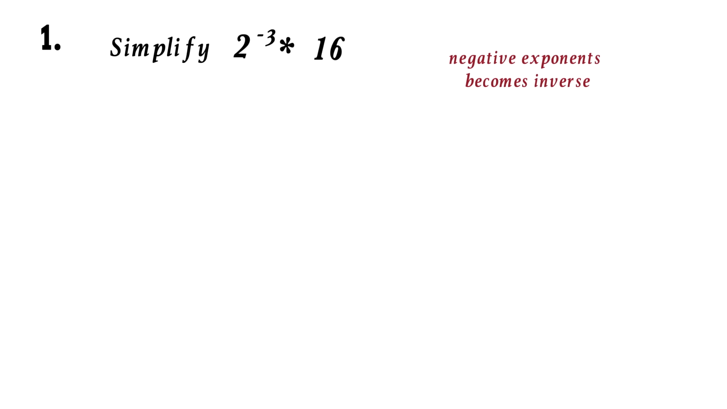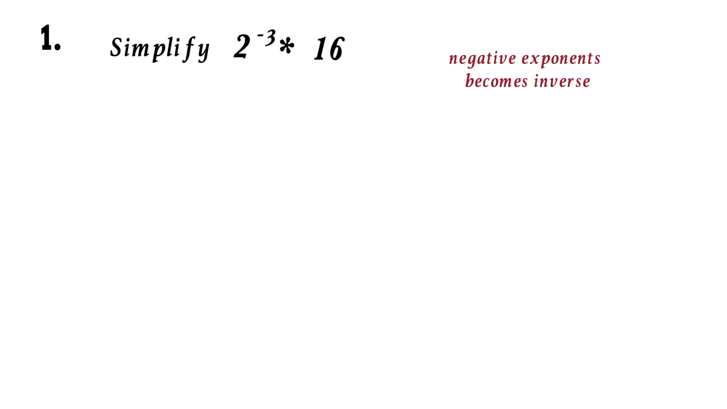Question 1. Simplify 2 exponent negative 3 times 16. Simplifying is very common in the No Calculator section of the GED. This question is testing your ability to work with negative exponents. Negative exponents give inverse.